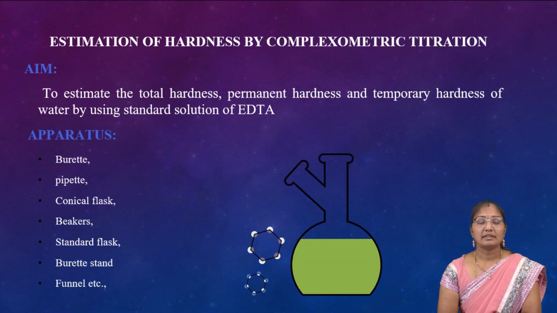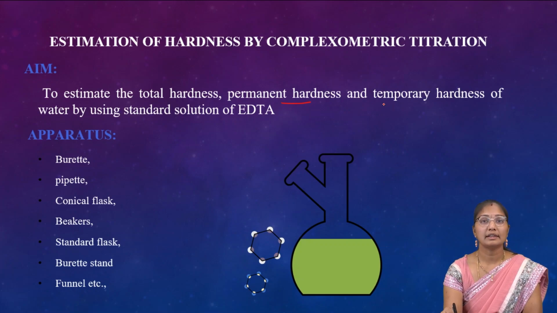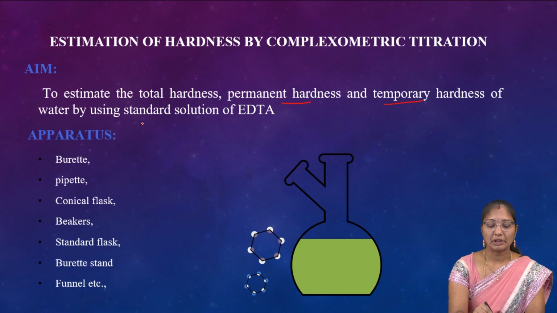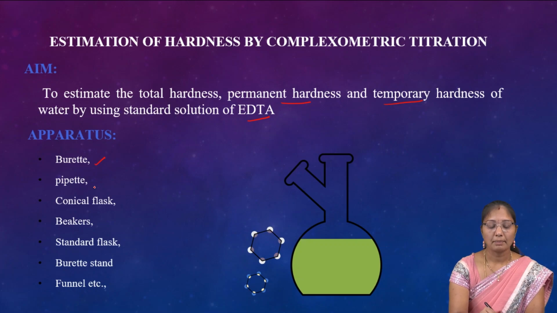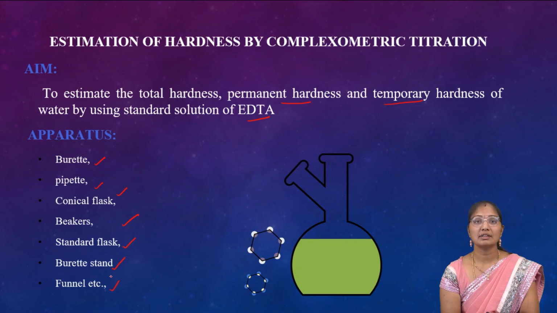So the aim is to estimate the total hardness in water, both permanent and temporary hardness, by using a standard solution of EDTA, ethylene diamine tetraacetic acid. Here burette, pipette, conical flask, beakers, standard flask, burette stand and funnels we are going to use in this experiment.